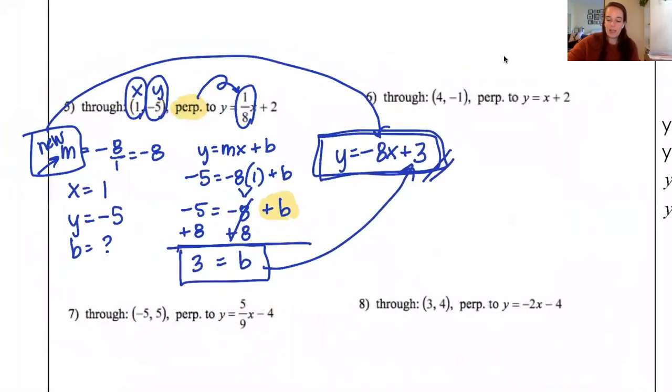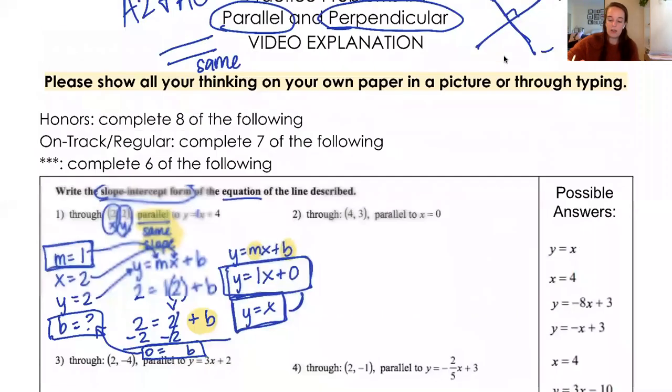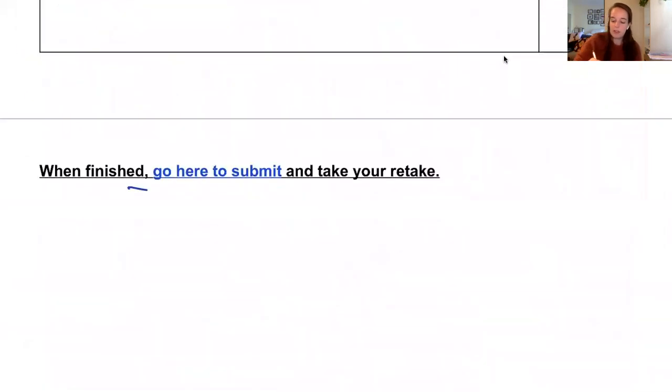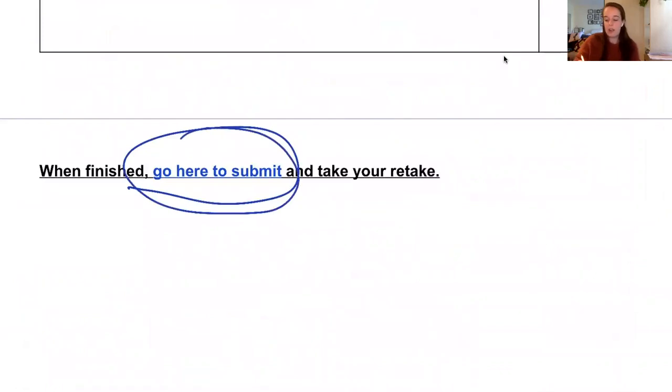This is number 8. So when you are done with your problems, you're going to see how many you need to do right here. And when you're done with your problems, you're going to go to this link right here and take your retake. That's number 8.